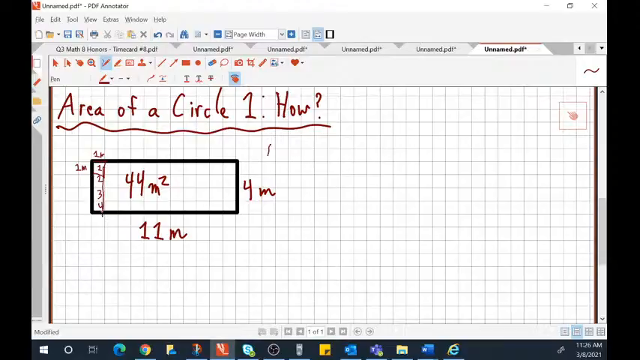So we call each of those squares 1 meter squared. There's 4 in this column. How many are in this column? 4. How many are in this column? And there's 11 columns. That's why it's 11 times 4. Or you could think of it, there's 11 squares in every row, and there's 1, 2, 3, 4 rows. Finding the area of something is really asking how many squares fit inside of this object.